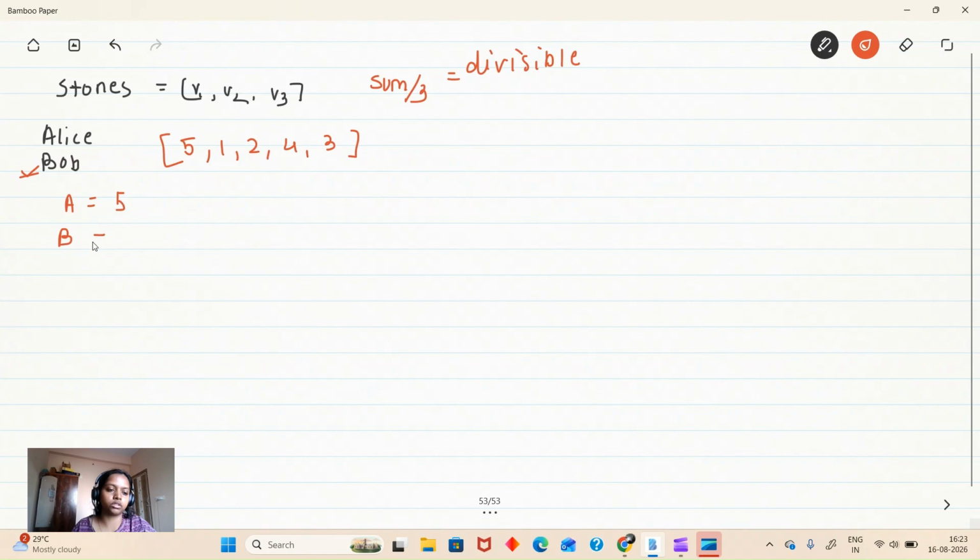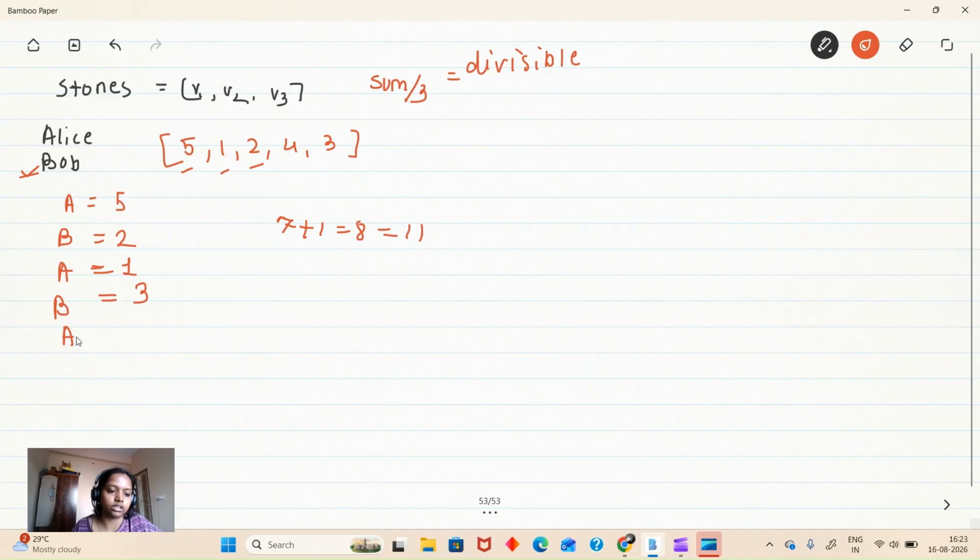If Bob chooses 2, the sum is 7 now. Now it's Alice's turn. If Alice chooses 1, will it make the sum divisible by 3? No, so she will choose 1. Now the sum is 8, and we are done with 5 1 2. Next is Bob's turn. If Bob chooses 4, it will be 12, which is divisible by 3, so Bob will not choose it. He will choose 3, and 8 plus 3 is 11.